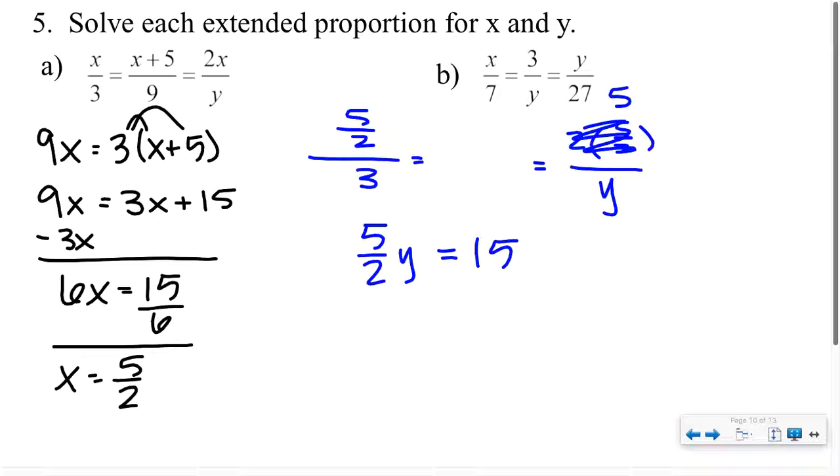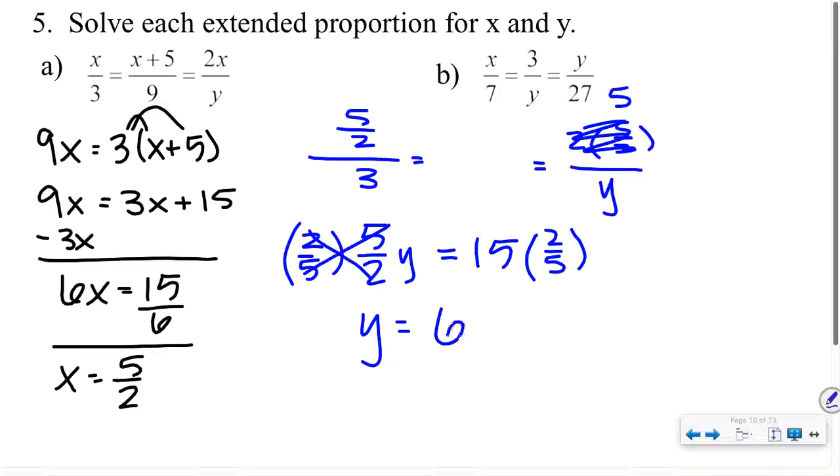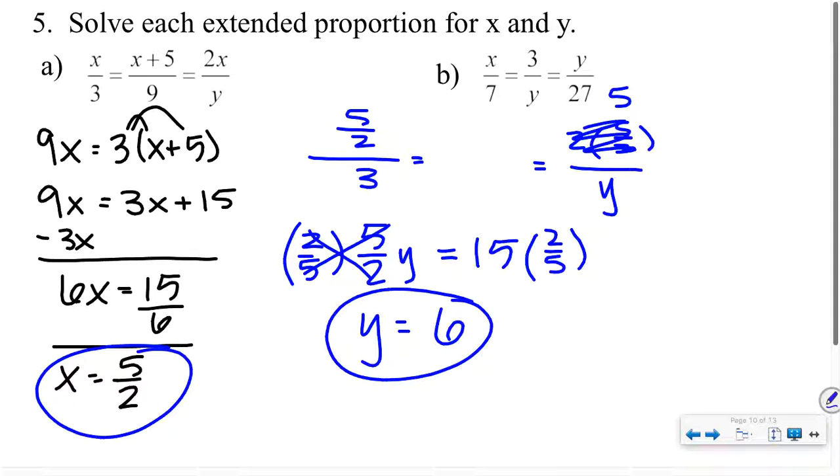Instead of dividing by 5 halves, what can we do? Multiply by its reciprocal, 2 over 5. They're going to cancel on the left side. The 2's cancel, the 5's cancel, so I'm just left with y. Remember when you do whole number times fraction, it's whole number times numerator. So 15 times 2 divided by 5. 6. So x is 5 halves or 2.5 if it's a nice decimal, and y is 6.